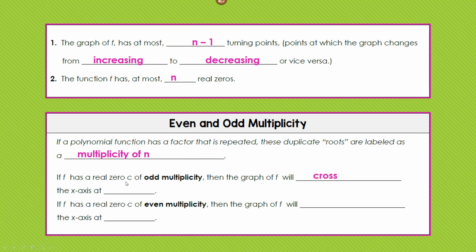If f has a zero, c, of odd multiplicity, then the graph of f will cross the x-axis at c. All right, so if we've got repeated factors and it's repeated an odd number of times, then we're actually going to cross the x-axis. Whereas if the multiplicity is even, it's going to touch the x-axis at that zero, but it's not going to cross it. And we'll see several examples of this to kind of clear this up.